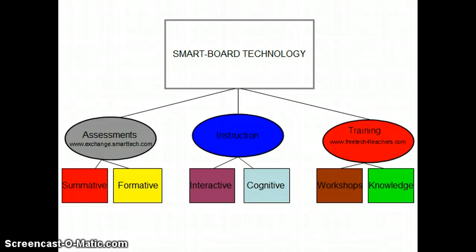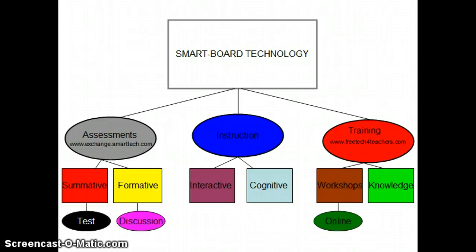Knowledge. The more you know about operating smartboards, the fewer problems you probably have working with them. And knowledge is very important. And I chose the bright lime green for knowledge because knowledge makes you bright, and when you're bright, it's obvious that you're going to glow in the dark.